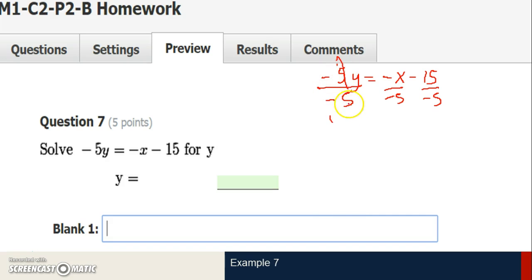So here I have negative 5 divided by negative 5, which just leaves me with a 1 times y, which is y. Negative x divided by negative 5. Well, I know that a negative divided by a negative is a positive, so I can rewrite this as just x over 5, right? And same thing here. I've got a negative divided by negative, so I know it's going to be some positive. And 15 divided by 5 is just 3. And that's how I'm going to type in my answer. No parentheses or nothing.